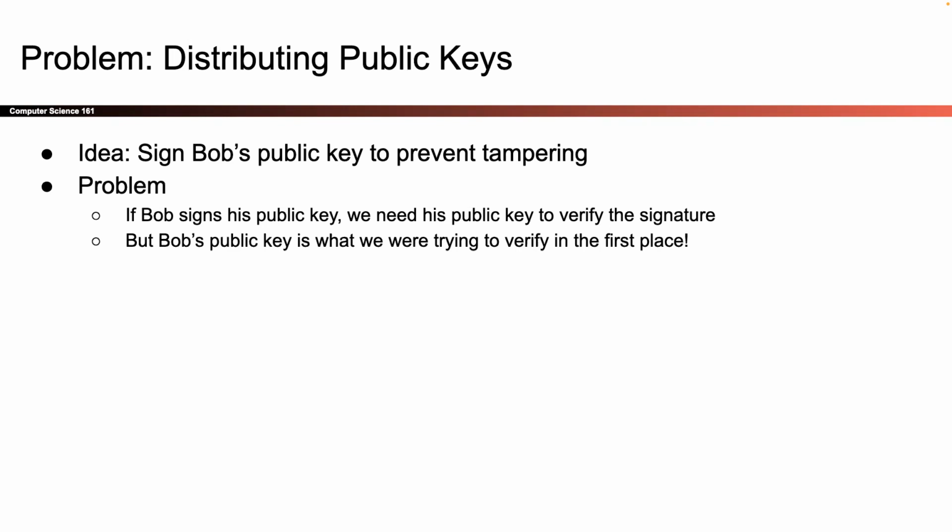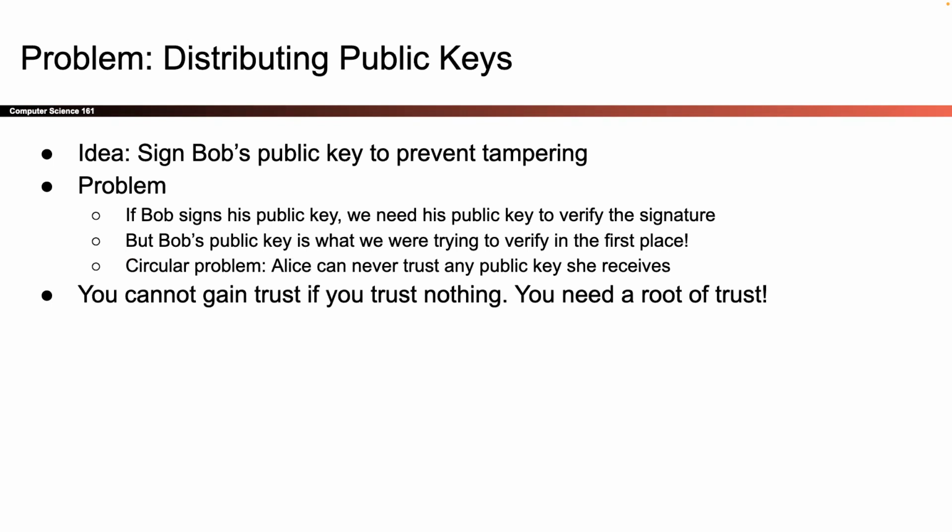Basically, the problem here is that the thing we're trying to verify is the thing we need to use to verify. So it seems like we're kind of stuck. Somehow, I don't know how to send this public key to Alice in a trustworthy way. Bob can't sign it himself because this is the thing I use to verify. So you kind of get stuck.